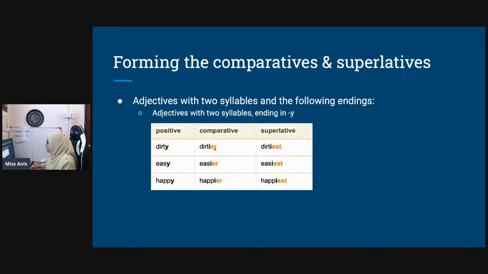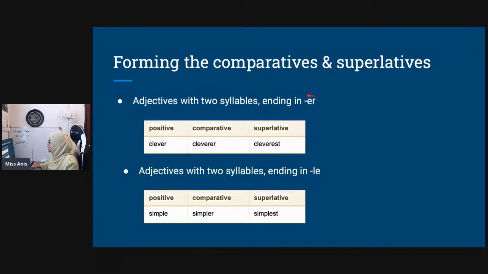So dirty, if you're trying to compare someone or something that is more dirty, okay, tu salah, sepatutnya it's dirtier. So this is how you spell it. And then if that thing is dirtiest, memang paling kotor lah, sakit mata tengok, banyak lumpur, hitam legam. Okay, so you letak dirtiest. Don't forget, if you put it in a sentence, you have to add the dekat depan. Okay, tu untuk superlative. Now easy, easier, easiest. Happy, happier, happiest. Okay? So itu kalau untuk 2 syllables ending with Y.